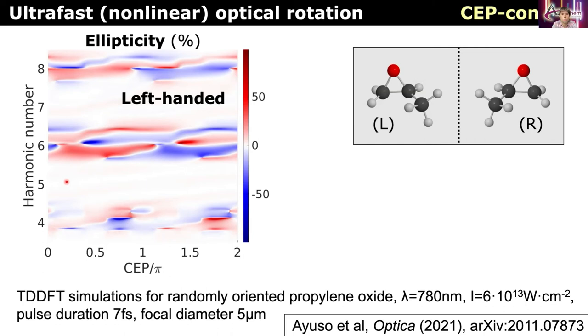What's also interesting is that the specific features are molecule specific. All these features that you can see here change completely when you change the chiral molecule, which is interesting because it reflects the chirality of the molecular potential, and this is different for different molecules. I see. And all the molecules, of course, are in gas phase.